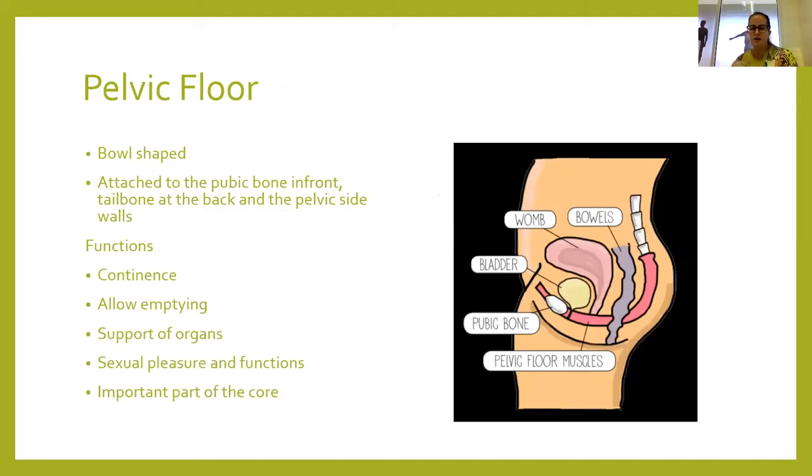So when we talk about your pelvic floor, it's bowl-shaped, and it basically holds all these internal organs up. It's attached to the pubic bone in the front and the tailbone at the back, and then on the sides by the pelvic walls. It helps with keeping continence. It allows emptying. It supports all the organs, sexual pleasure and functions, and it's an important part of the core.